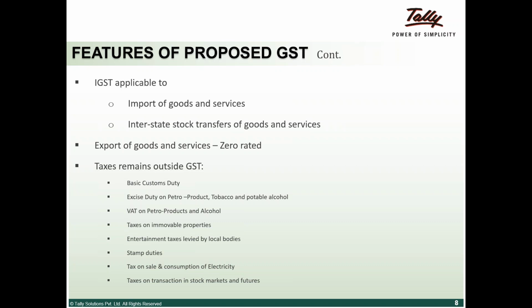There are a few things on petrol, alcohol, and immovable properties, which are outside the purview. Though petrol, they've not come out with a date when it will come in. Alcohol is clearly outside the purview of GST. So states which were charging state excise duty and VAT on alcohol will continue to do the same.